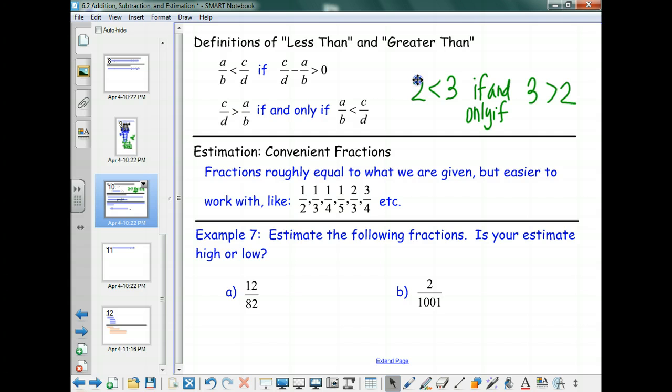So then also, there are some other examples too. Let's give the ones that we've got. Estimate the following fractions. Is your estimate high or low?